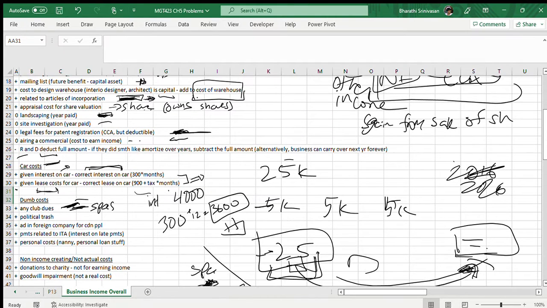And as a result, you have to add them back to your net income. You cannot deduct those. Another thing is political contributions. If you ever support any politics, you can't deduct that. That's kind of dumb. Like, why would you even do that?